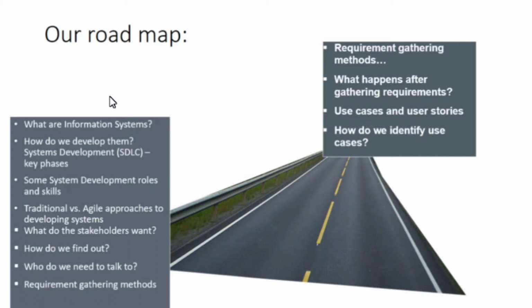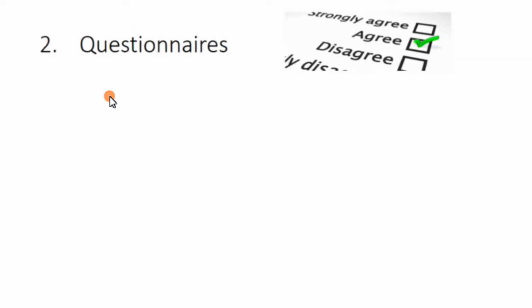After that, we need to realize that gathering requirements is not an end, but a means. So what happens after gathering requirements? We will talk about that, and then we will talk about use cases and user stories. These concepts are very common in system development, system analysis, and system design. They are the heart of system development and design, I can say. So we will talk about what these concepts are and the difference between them. And at last we will talk about how we can identify use cases and the different techniques we use to identify use cases. So going in, we will talk about questionnaires.